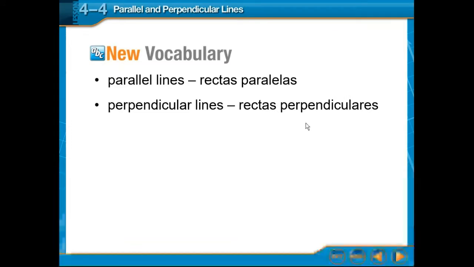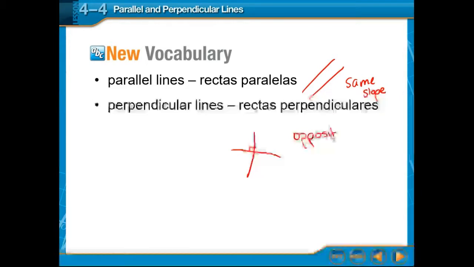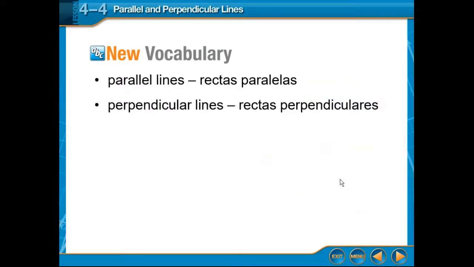So just a quick review, parallel lines, they go in the same direction, and they have the same slope. Perpendicular lines intersect and form right angles, and they have opposite reciprocal slopes. For example, if one was A over B, the other would be negative B over A. So opposite, you switch the sign, and reciprocal, you switch numerator and denominator.